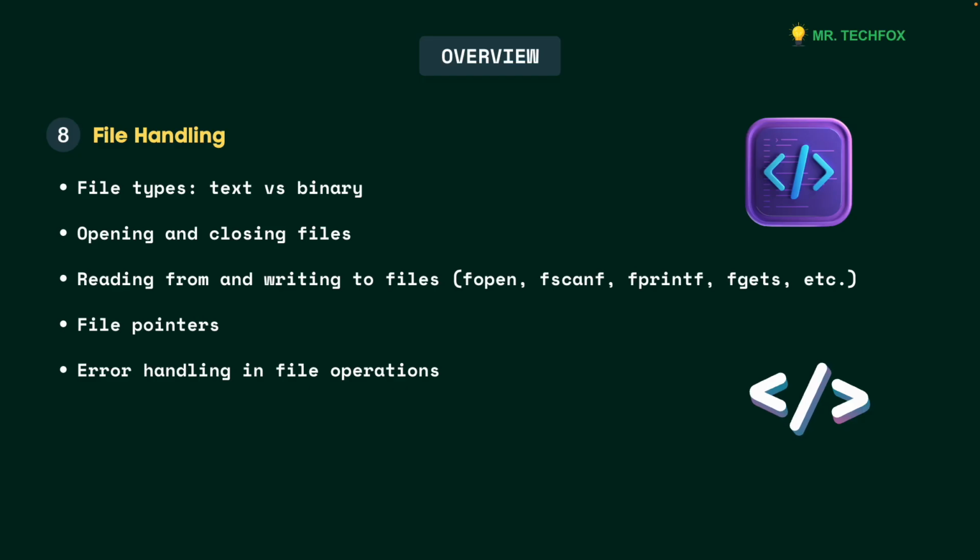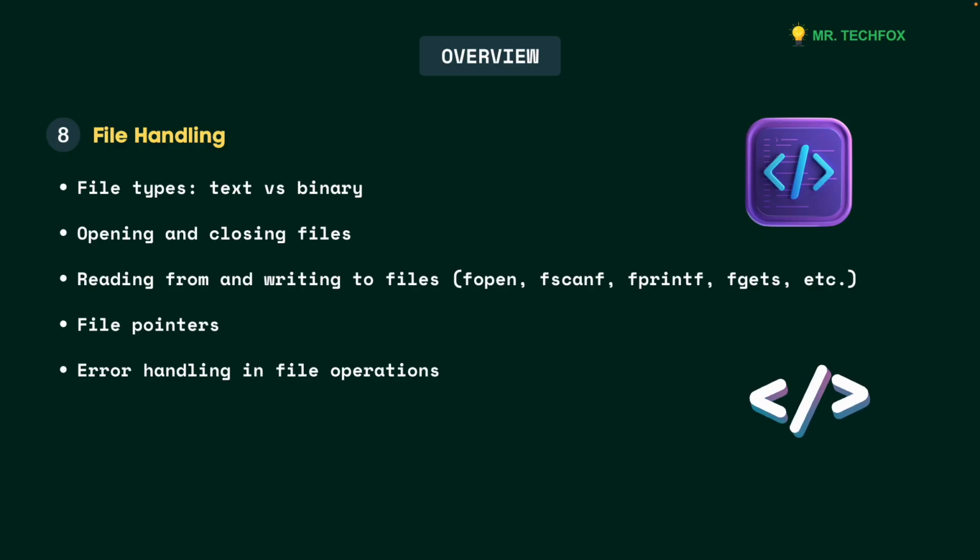The next module is file handling. Every program eventually needs to work with files, and in this module, we'll learn about file types. So, we'll go over the difference between text files and binary files and explain when to use each type. You will learn how to safely open and close files, ensuring that your program manages file resources effectively. We'll cover functions like fopen, fscanf, fprintf, and fgets, which you will use to read from and write to files.